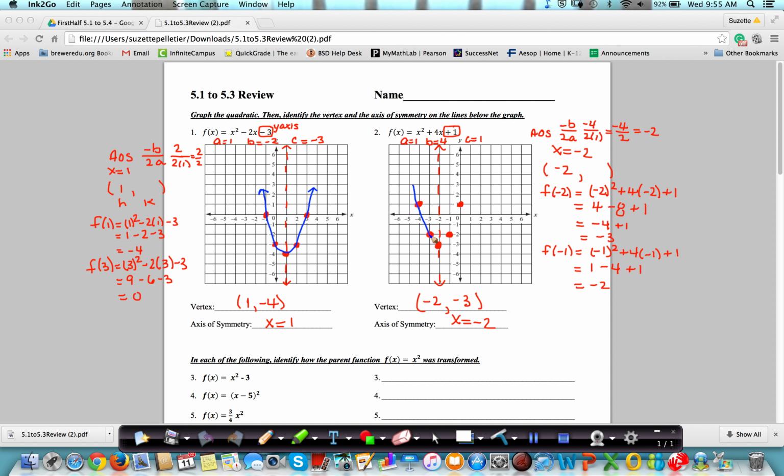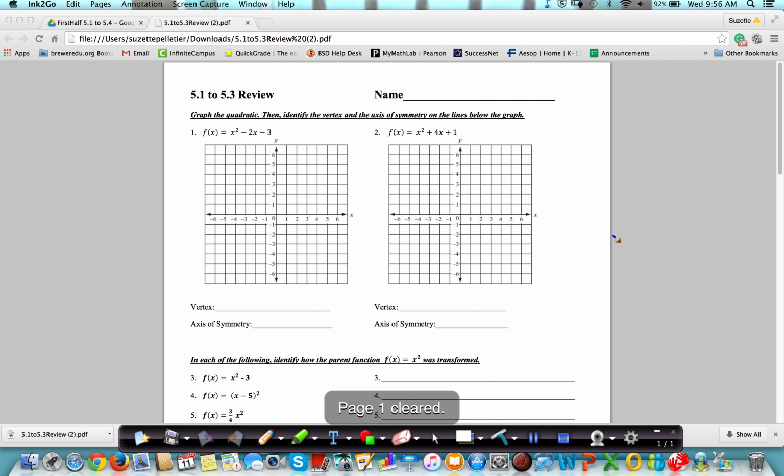And I've already placed in my vertex and my axis of symmetry. So I have all the information written down that I need for questions numbers 1 and 2. So those are all about graphing. I would suggest you go back and do all of the practice problems in your packet from section 5.1 and 2 where we graphed equations, and just practice graphing them over and over and over. Be very careful about sign errors, and definitely make sure that you have this -b/2a memorized, because you will need that. Okay, so I'm going to clear the page and scroll on to the next topic.